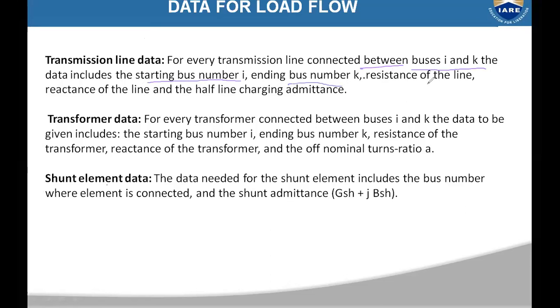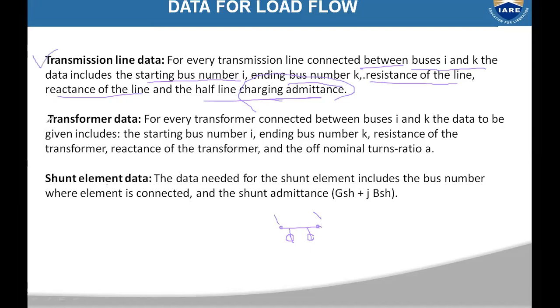Along with that, you should know the resistance of the line, the reactance of the line, and the half line charging admittance. Every transmission line is represented with the pi model, which means the shunt elements are the charging admittances. You should also know between which buses the line is connected, so those bus numbers too. This is the transmission line data you should know.